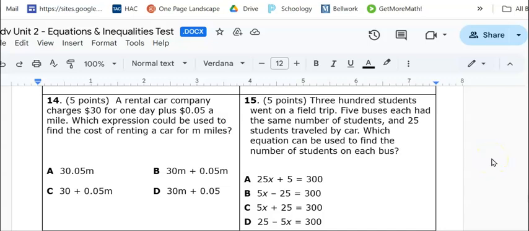300 students went on a field trip. 5 buses each had the same number of students, and 25 students traveled by car. Which equation can be used to find the number of students on each bus?